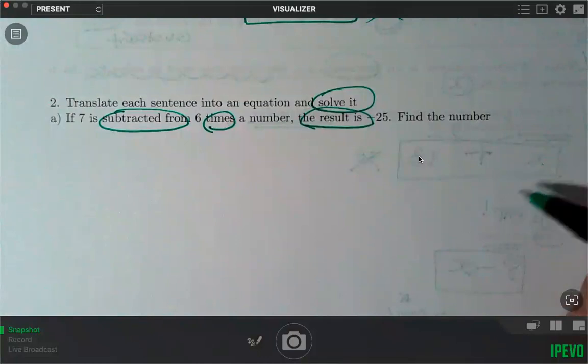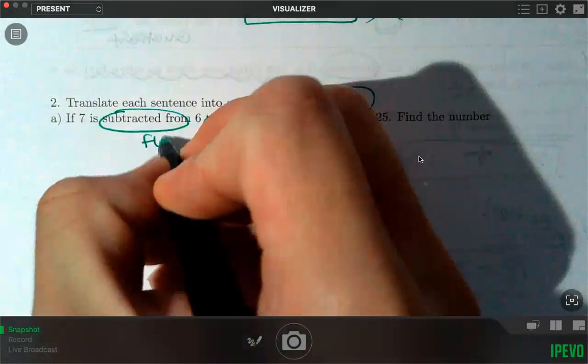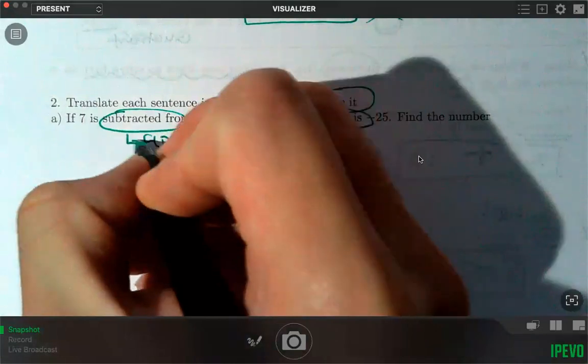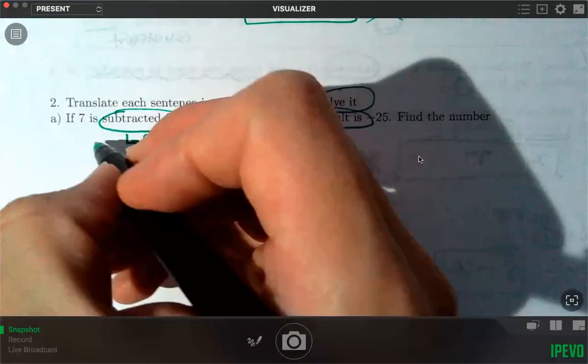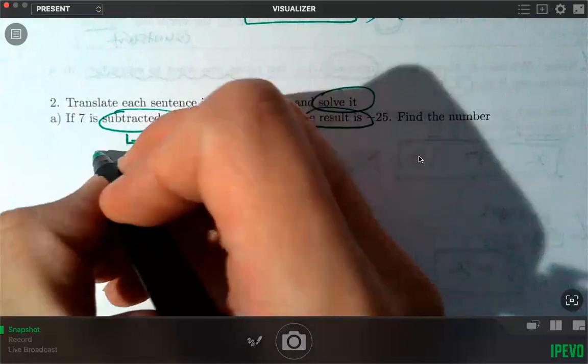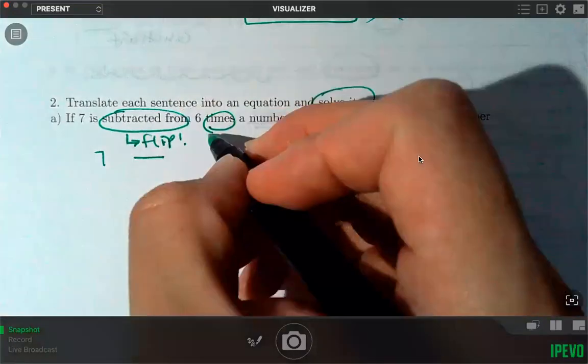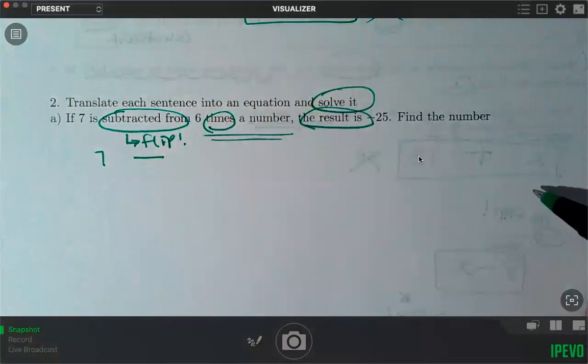Flip it, right? Yes. Okay. So this means flip. So what does that mean? It seems like we have to have 7 minus, and then whatever comes afterwards, 6 times a number. By the way, what is that? 6 times a number. 6x, right?